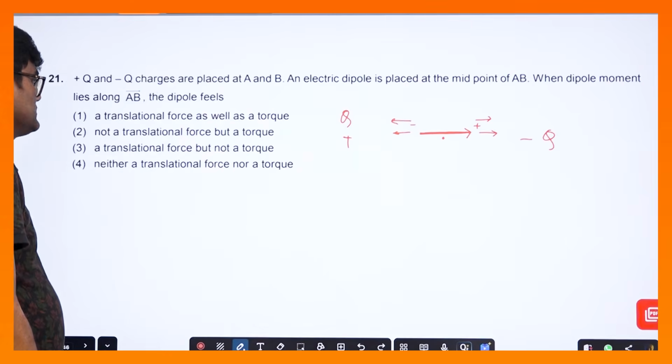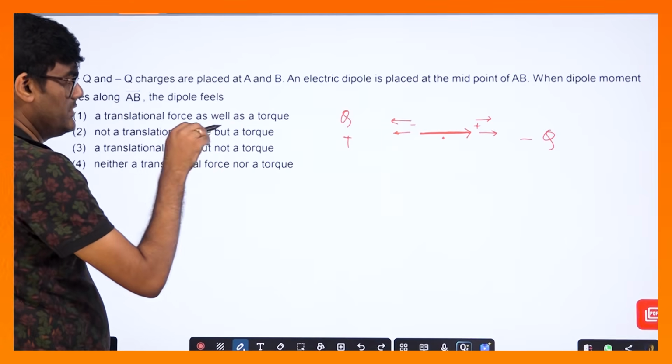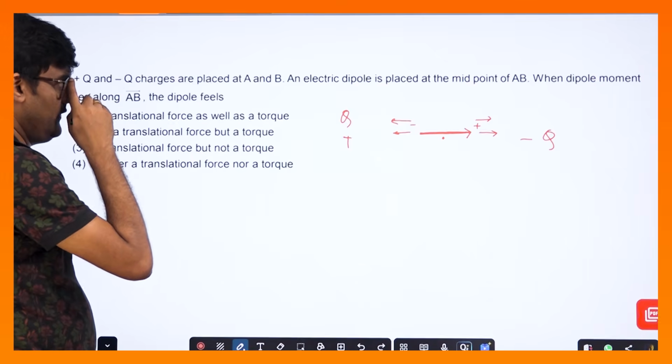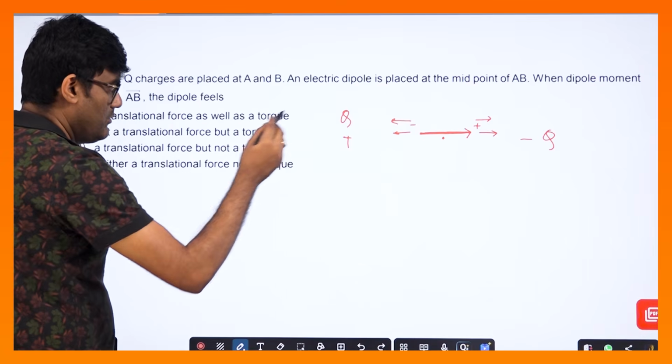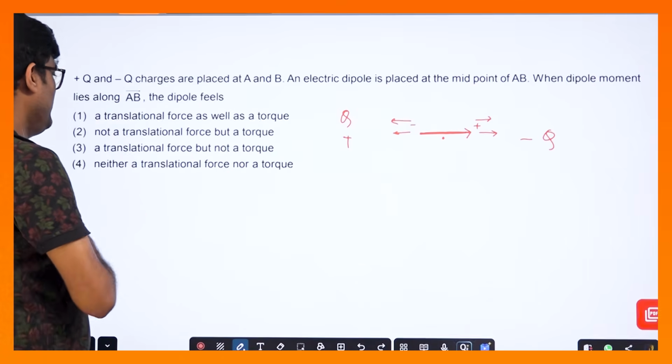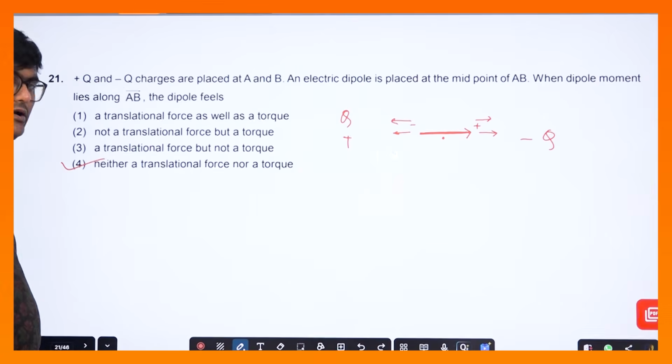Net force on this will be 0, and the torque is of course 0 because it is placed along the direction of the electric field, right? The electric field line is parallel to it. So the torque is 0 and force is 0. Neither force nor torque. It does not feel anything.